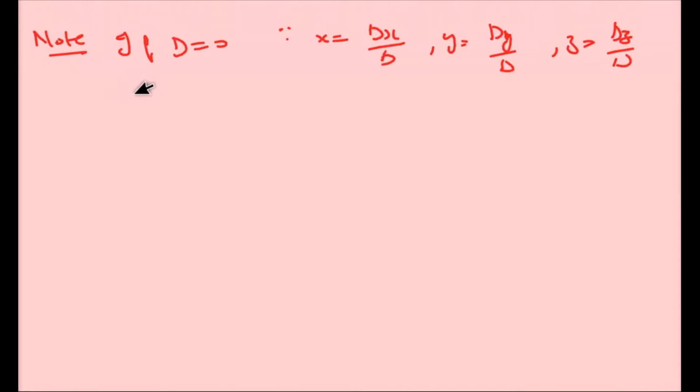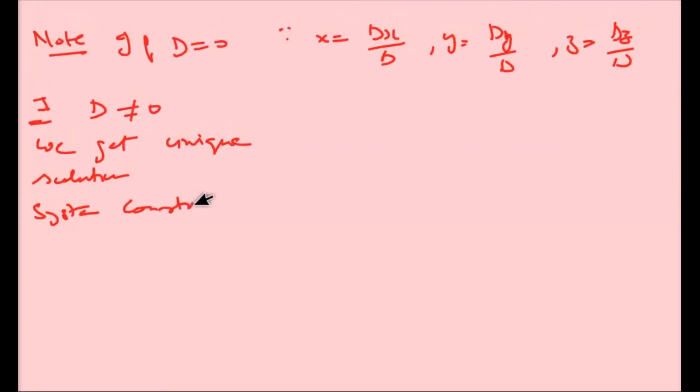Now write, we discuss it in two parts. Let the first part be if d not equal to 0, we get a unique solution. System consistent. Okay.